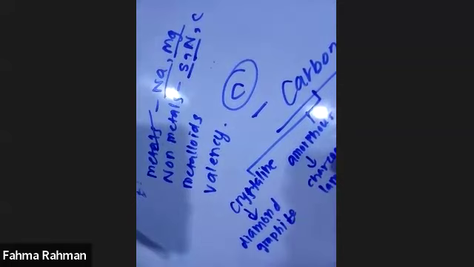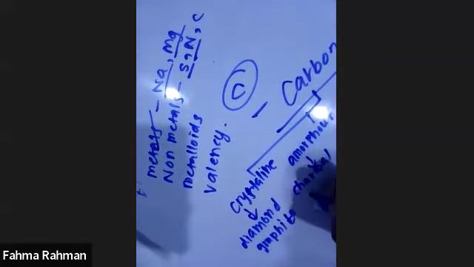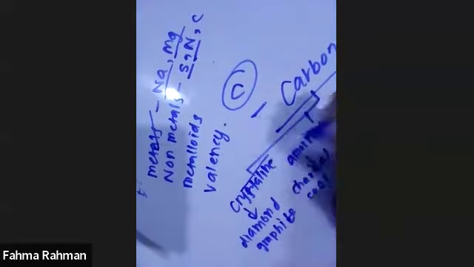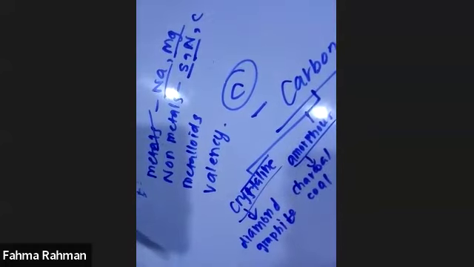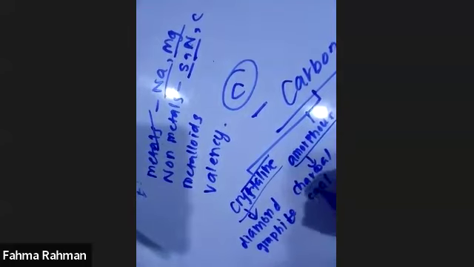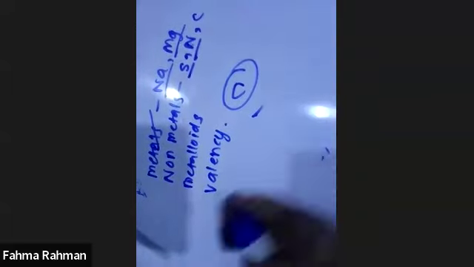charcoal, lamp soot, coal, and so on. These are the amorphous forms of carbon. Carbon divides into the crystalline form and the amorphous form. In the crystalline form you have diamond and graphite. In the amorphous form you have charcoal, coal, and so on. The physical properties of carbon, chemical properties, and then uses. Let's see the physical properties of carbon.